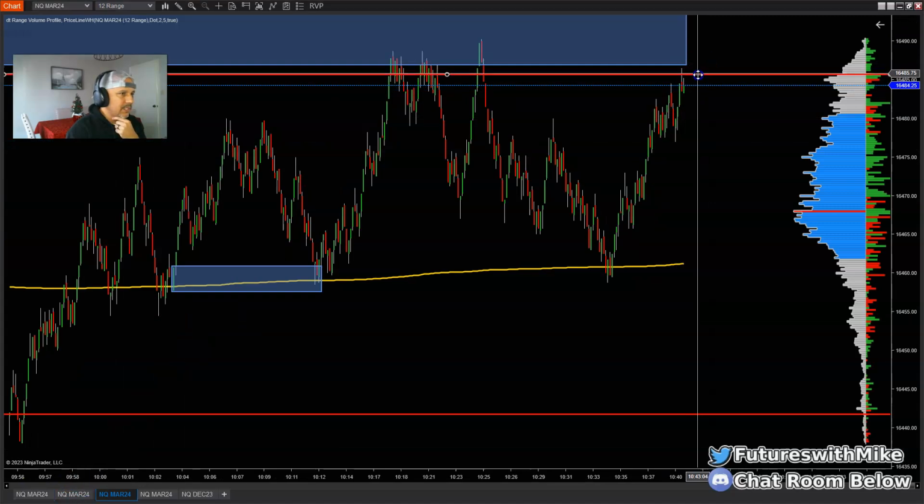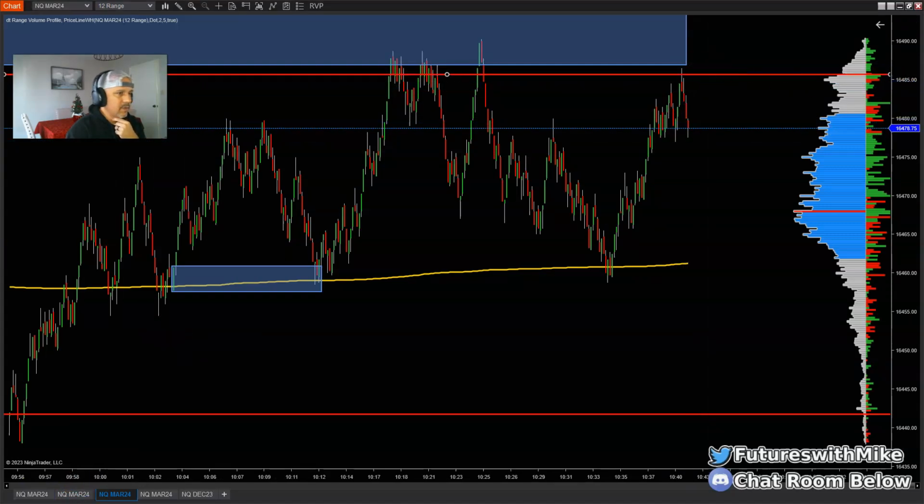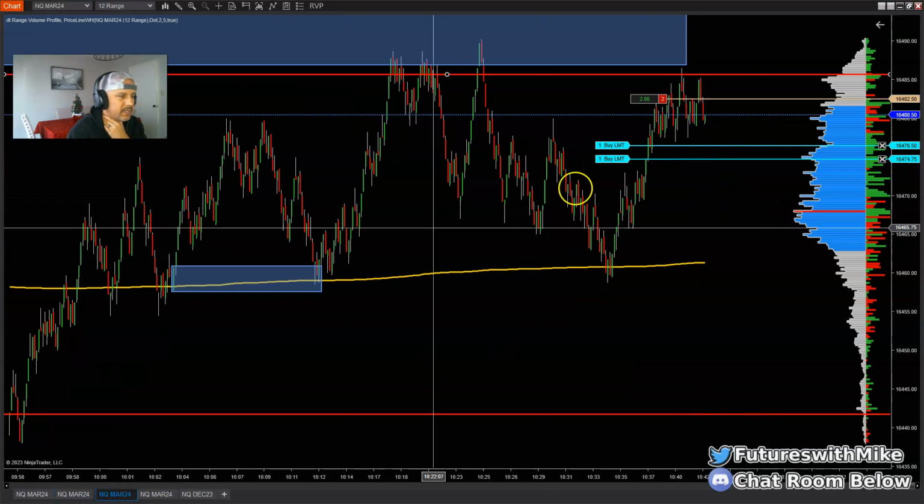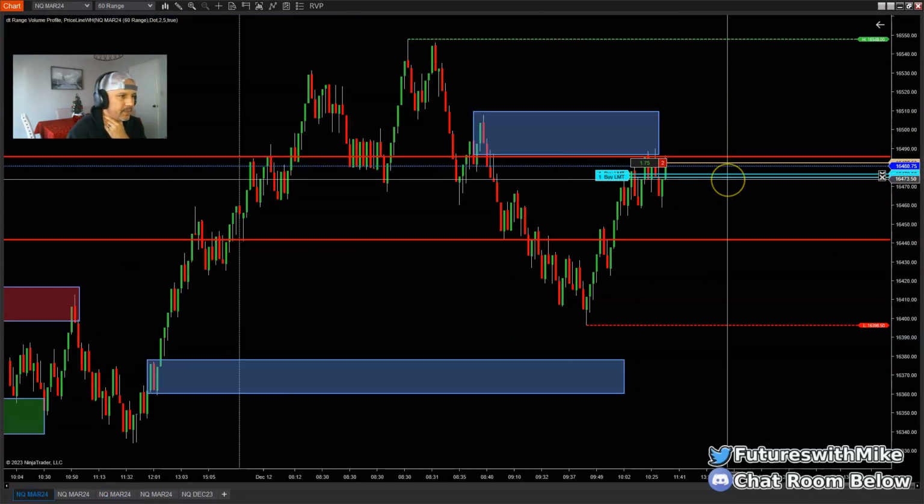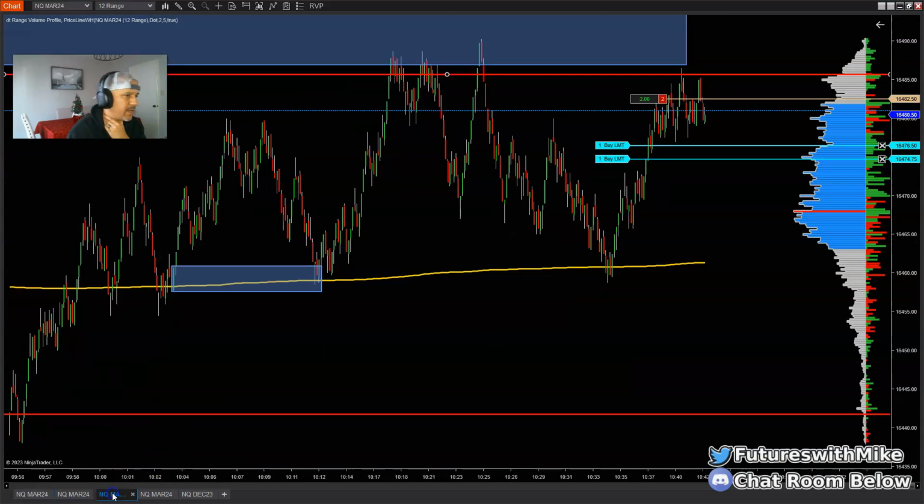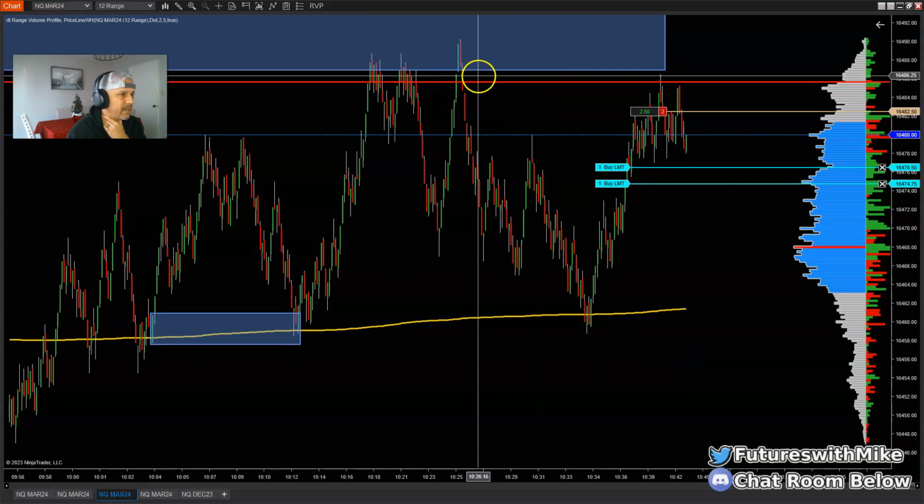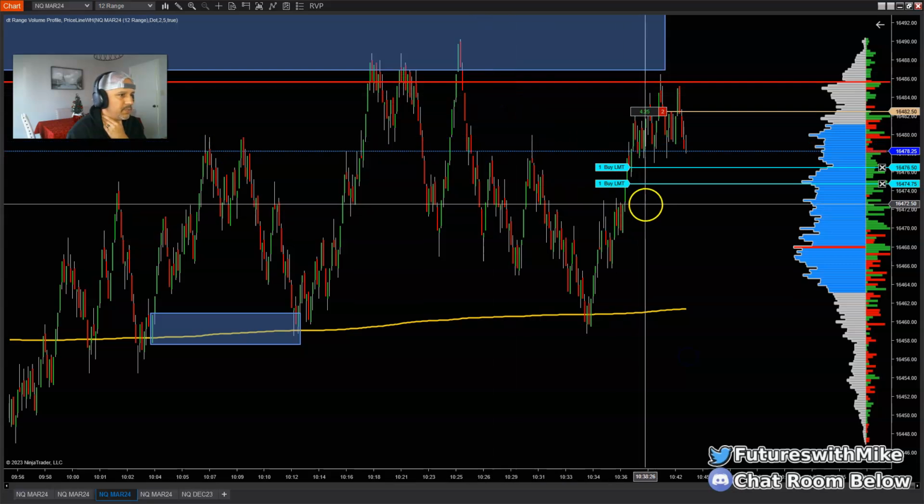Okay, we're testing. Come on, what's he doing? All right, let's see. All right, I'm in a short, taking it back down to around the 74 area. Yeah, around the 74 area. So hopefully we can get filled here. It's rejecting that area I talked about earlier. It should push on down.